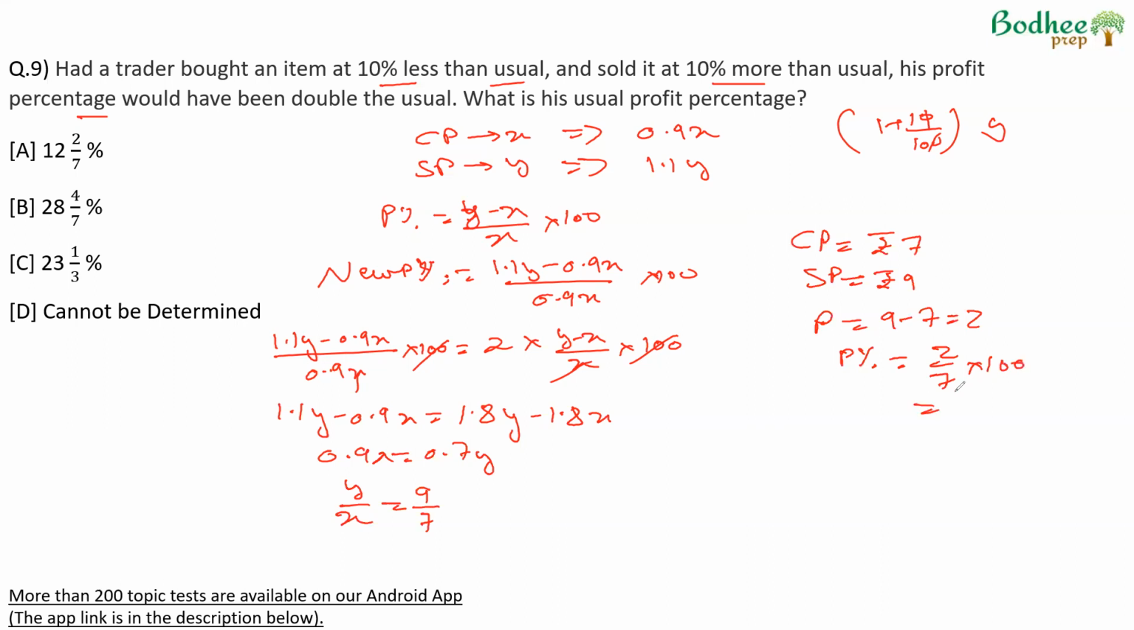1 by 7 is 14.28. So 2 by 7 will be 28.4 by 7 percent, option B becomes the answer.